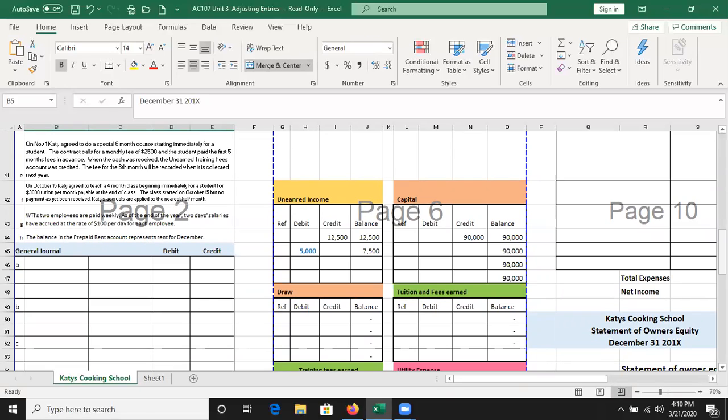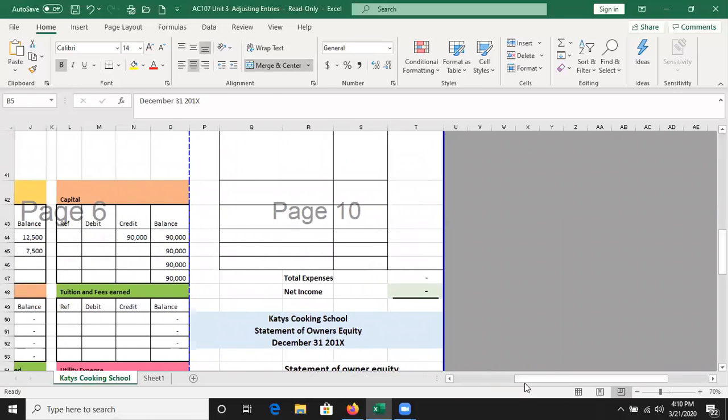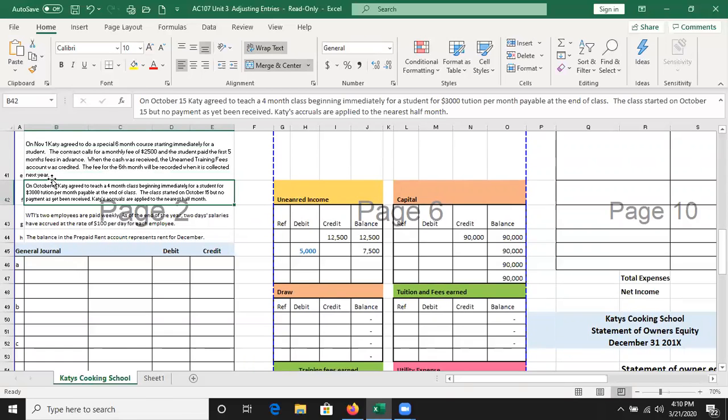October 15th, Katie agreed to teach a 4-month class beginning immediately for a student for $3,000 tuition per month, payable at the end of the class. The class started on October 15th, but no payment has yet been received. Katie's accruals are applied to the nearest half month. So what this is saying is, as of December 31st, Katie has earned revenue because she's provided a service. She's provided 2.5 months worth of a service. December, November, and then half of October.